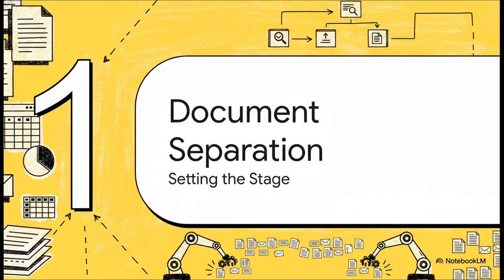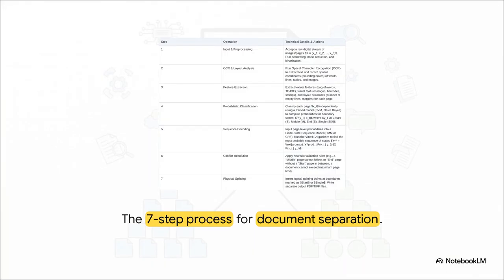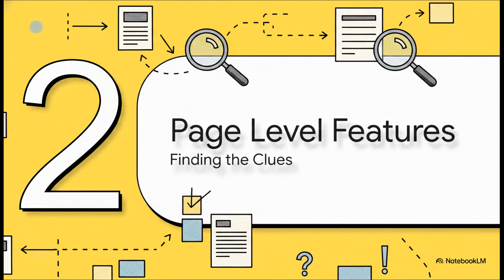Section 1. The document separation problem, setting the stage. Taking a look at the big picture, there's a complete 7-step algorithmic roadmap to get from raw data to separated files. The process starts at the top with input and pre-processing, basically taking in raw pixels and deskewing or straightening out those scanned pages. From there, it moves into OCR, feature extraction, and probabilistic classification. But for this explainer, we're zeroing in strictly on the brain of the operation, exactly how these individual pages are classified and decoded.